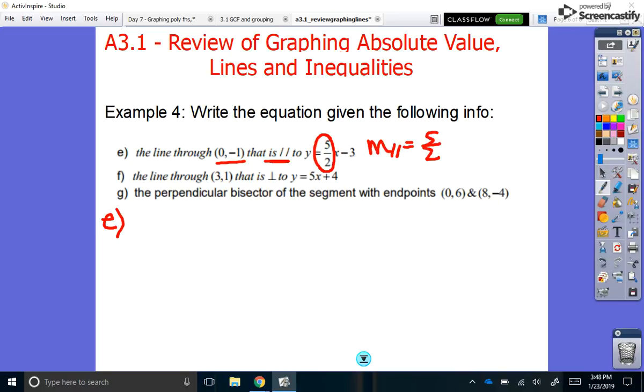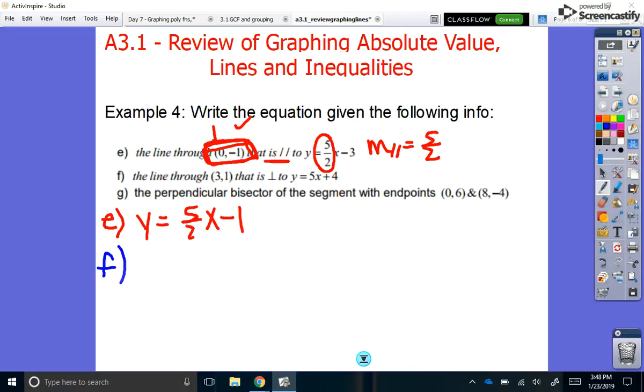So then I would automatically ask myself, is this point the y-intercept? What do you guys think? It is the y-intercept because that x value is 0. Since that's the y-intercept, I don't have to use point-slope form. I can just make this y equals 5 halves x minus 1. But again, I can only do that because the x value here is 0.